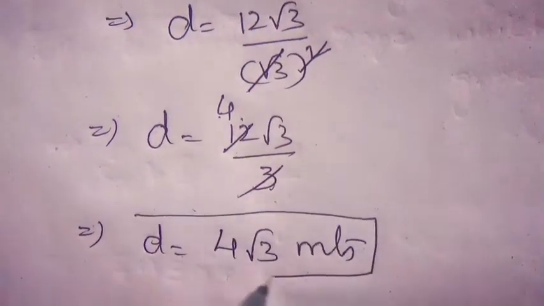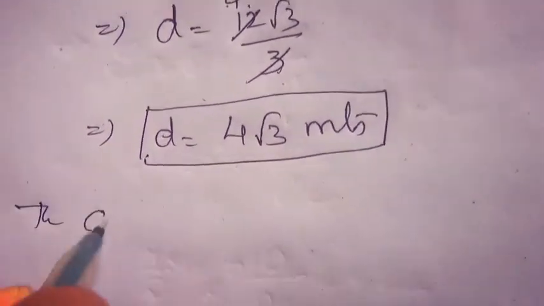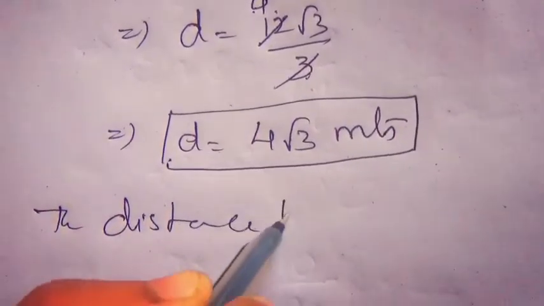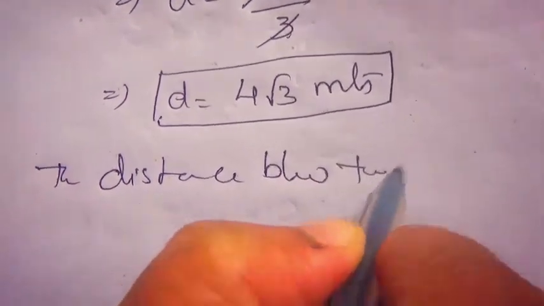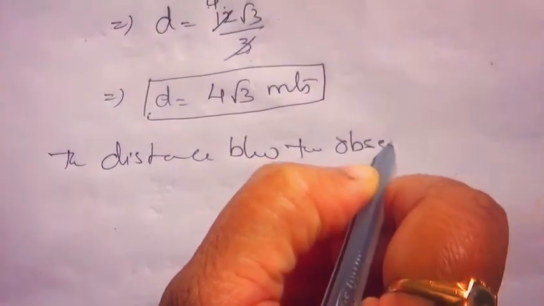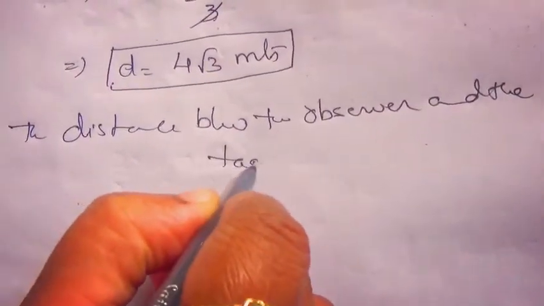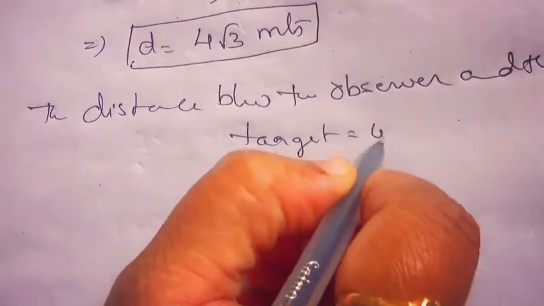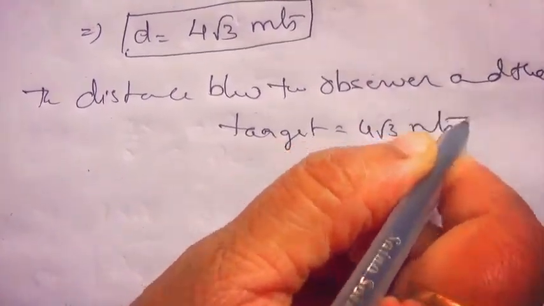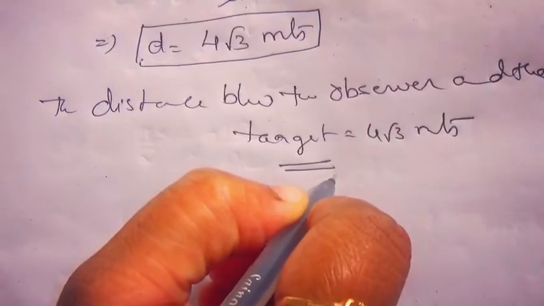What is d? The distance between the observer and the target is equal to 4 root 3 meters. Here we finished this 6th sum.